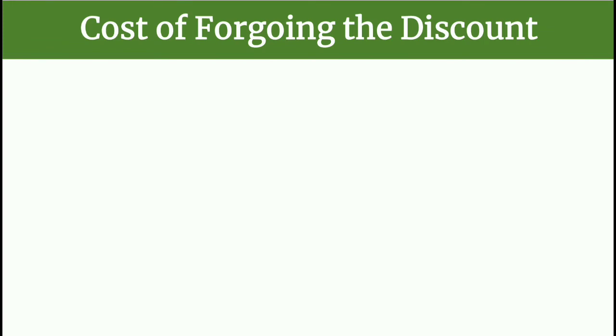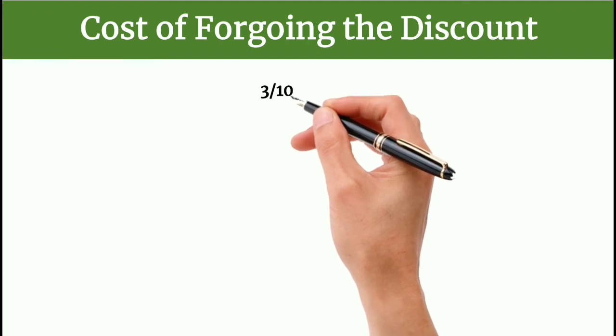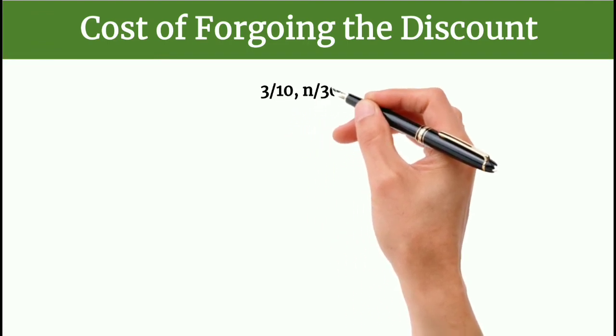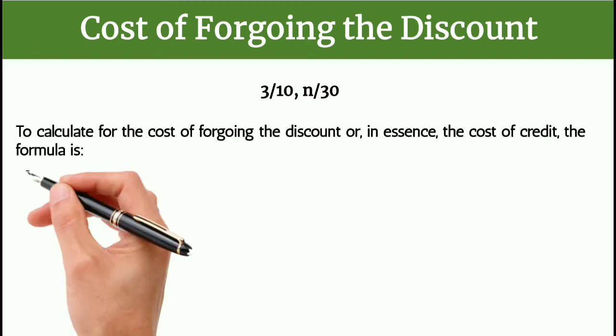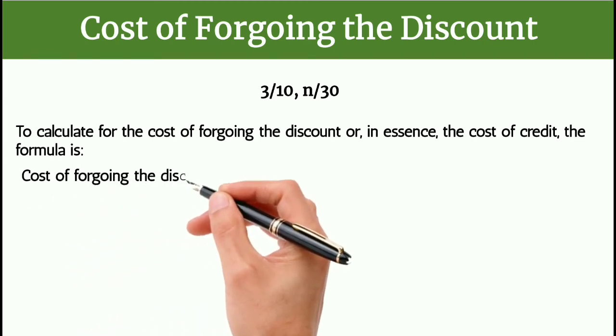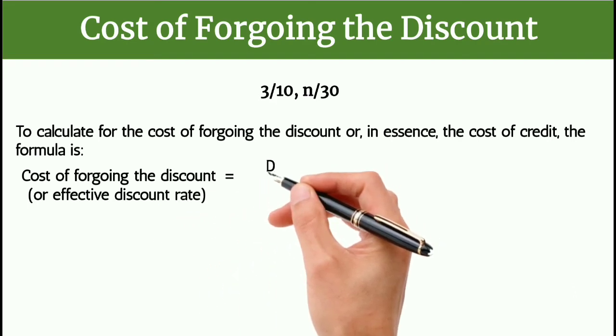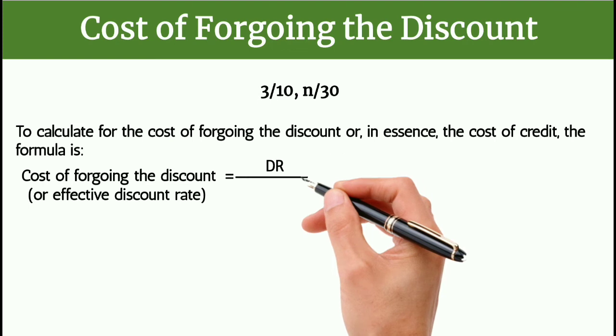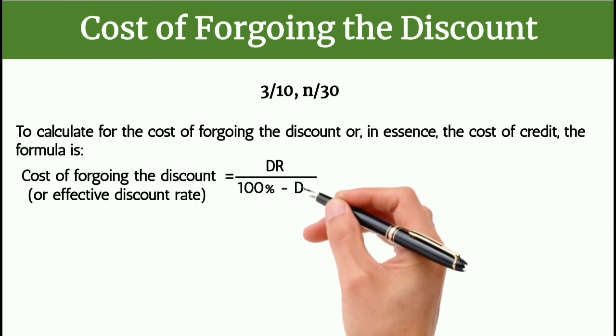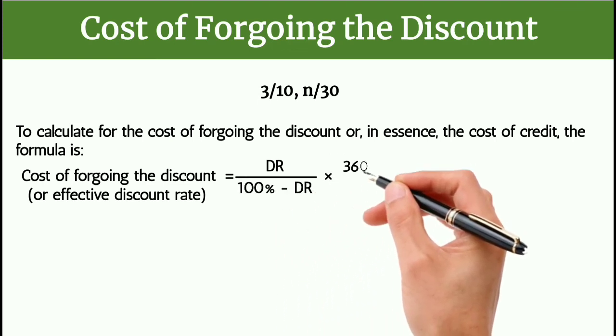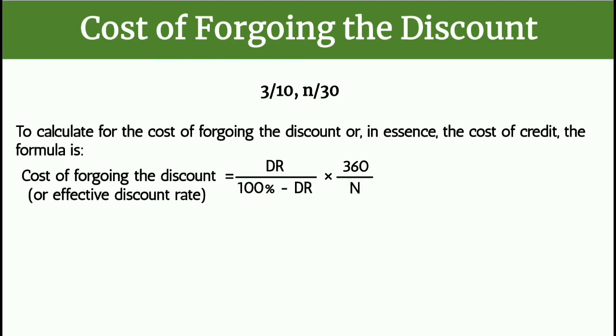Next, let's try another example. The credit term is 3/10, n/30. The formula to compute for the cost of foregoing the discount or effective discount rate is equal to discount rate over 100% minus discount rate times 360/n. The discount rate is equal to 3% and n is 20.